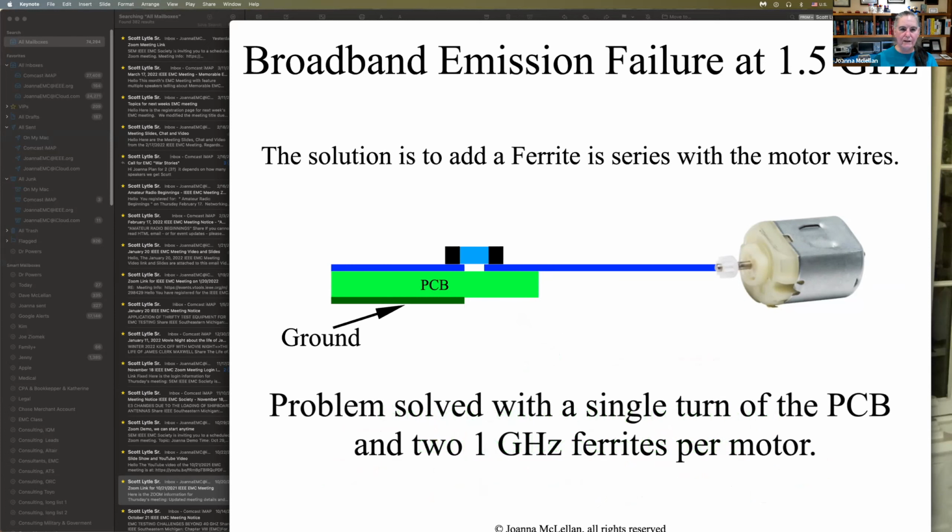Solved the problem. And all it cost was 2 ferrites per motor. There were actually 2 motors, and so 4 ferrites. Problem solved. It was a single pass of the board. You look at it, you diagnose it because you understand the physics, you make a change, you produce a sample, you test it, you ship it, you get it out the door, go on to the next problem. Understand the physics and put the probing away.